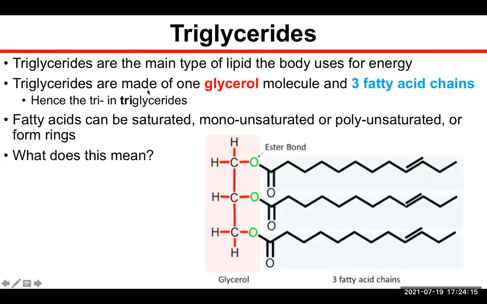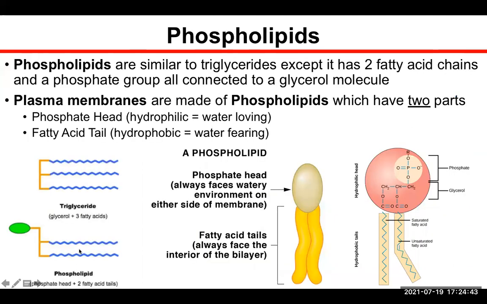So triglycerides are the main type of lipid that our body uses for energy. There's a variety of different kinds that we'll get into. But the basic structure of triglycerides is one glycerol molecule and 3 fatty acid chains, as we can see here. These fatty acid chains can be saturated, monounsaturated, or polyunsaturated, or can even form rings. I will get into what this means in the next slide, but I wanted to emphasize the similarities between phospholipids and triglycerides.